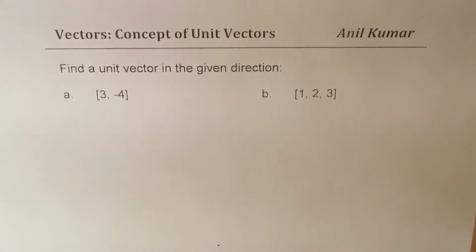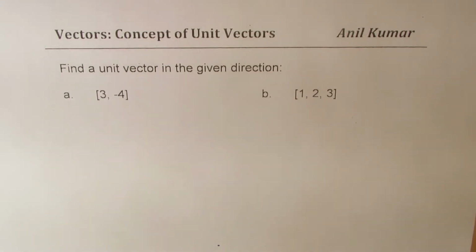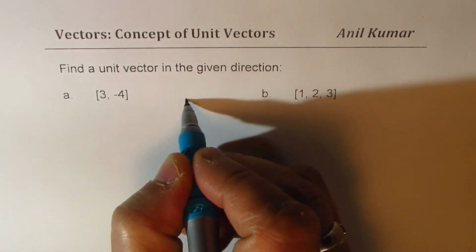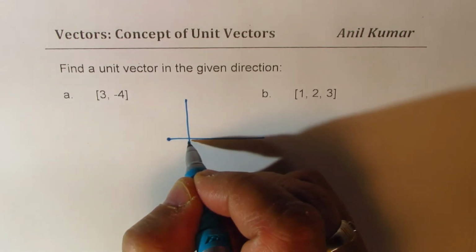Now here is the question. Find a unit vector in the given direction. So let's begin with the 2D case where we are given the vector 3, minus 4. Now when I say vector 3, minus 4, it really means what?